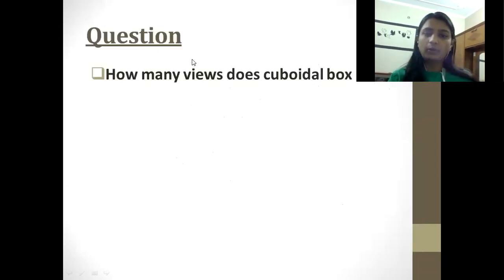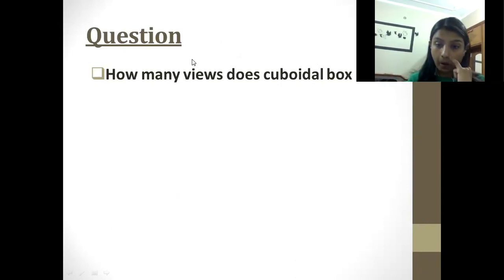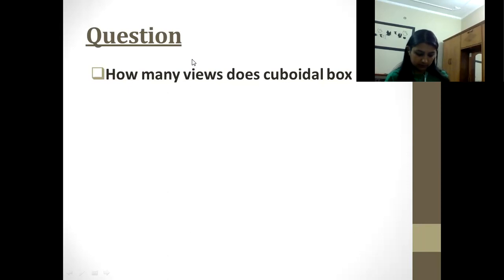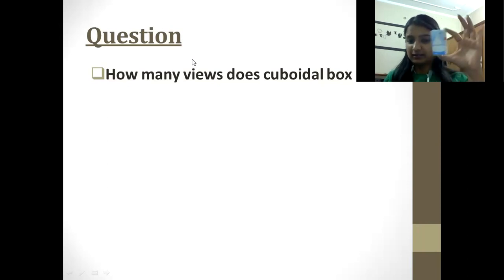Now, how many views does a cuboidal box have? What do you think about the cuboidal box? Assume a cuboidal shape in your mind, or you can look around, and you would definitely observe some cuboidal shape. Now let me give an example of a cuboidal one which I had at home. That was a medicine, the drops.